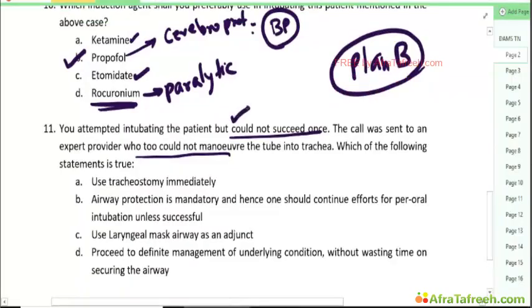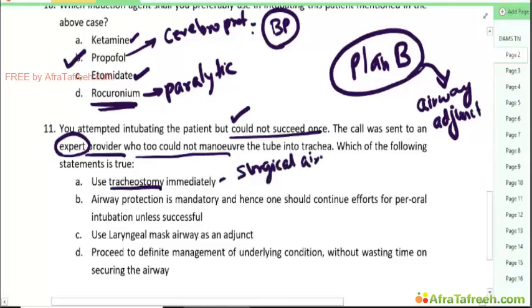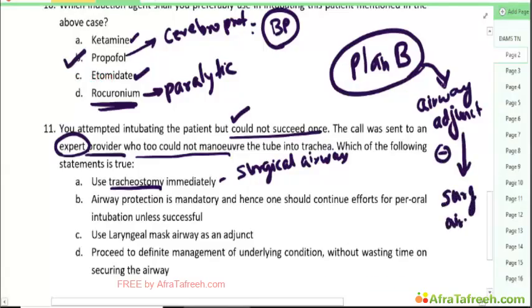This is an important question. If one is not able to do it, it's a good step to call an expert provider. If he is also not able to do it, we go for what are called airway adjuncts. Use tracheostomy immediately? This is a surgical airway, right? This is not the immediate next step. If the adjuncts also fail, you go ahead and do a surgical airway.